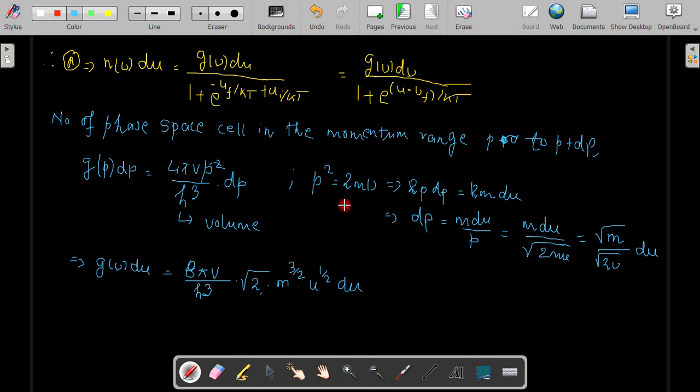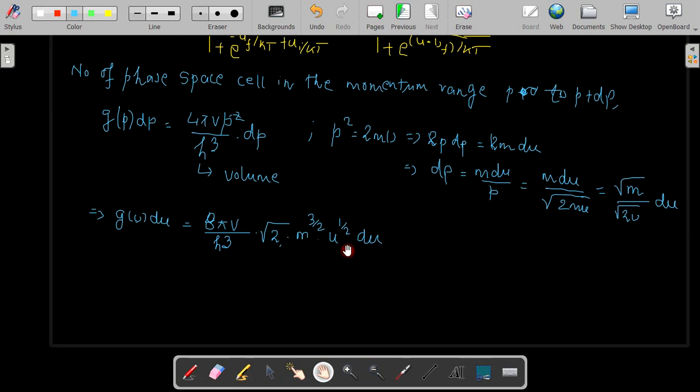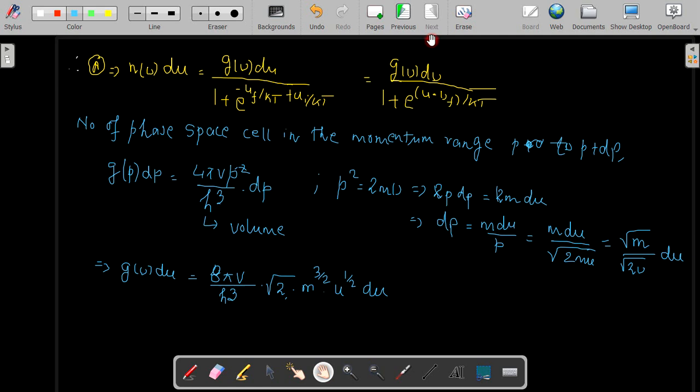See, what I am doing is writing down this result which I should know, and then I can take p in terms of u, find out dp and replace it here. We are going to get everything in terms of u, so I can write that g is a function of u du. This is what is important here, and once I get this g(u) du, I can replace it here and get my answer. That's simple.